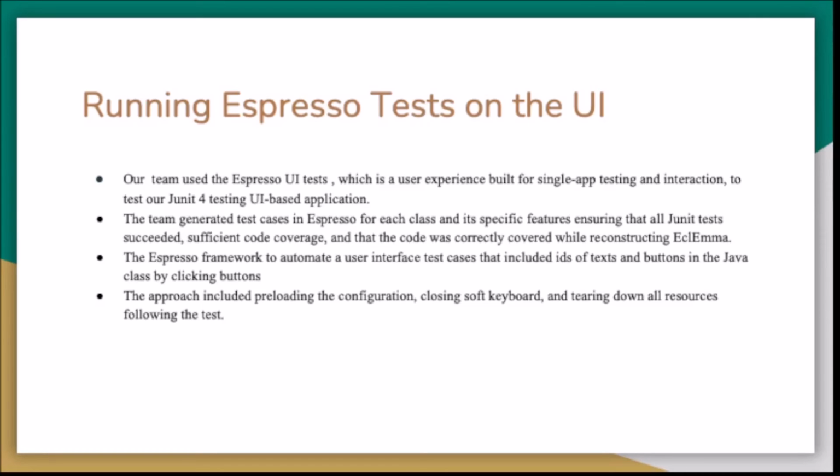The special framework automates the user interface test cases that include IDs of text and buttons in the Java class by clicking buttons. The approach includes preloading the configuration, closing the soft keyboard, and tearing down all resources following the test.